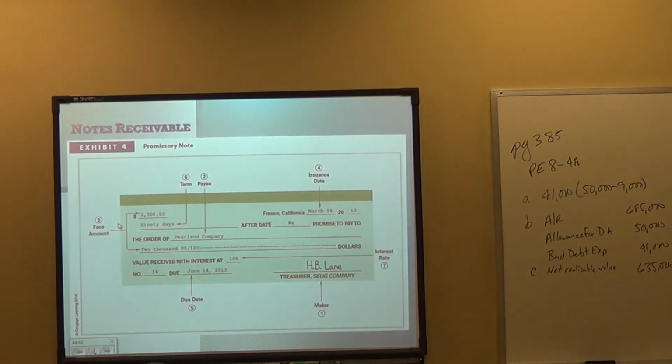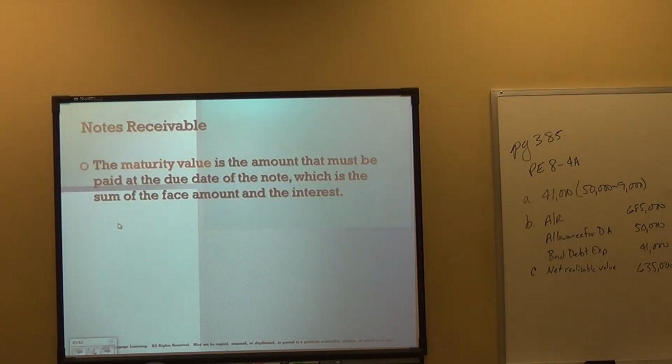And so this is kind of what it looks like here on the promissory note. Just a very, very simple statement here, all the information that you need, and the promise to pay them by this date and by that date. And you see the value to receive, with interest at 10%. So the maturity value is the amount that must be paid by the due date, which is the sum of the face amount and the interest.